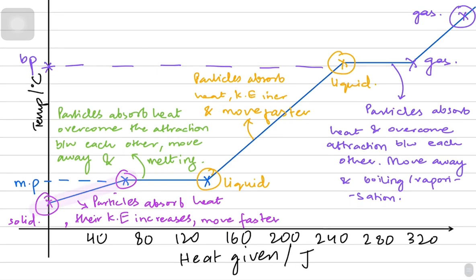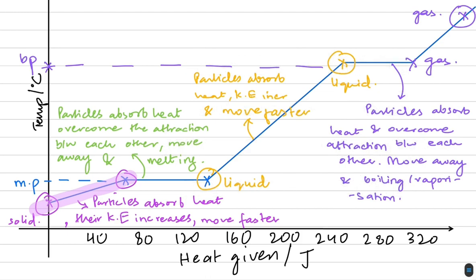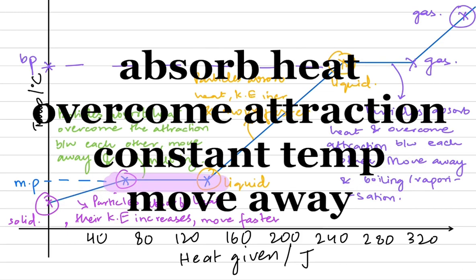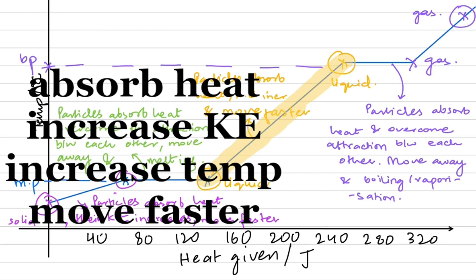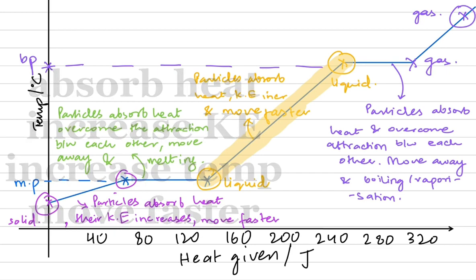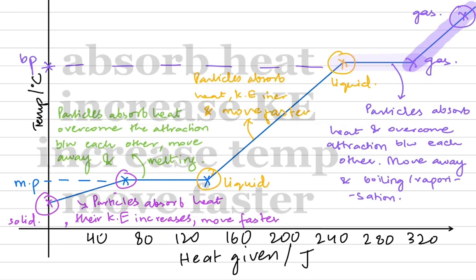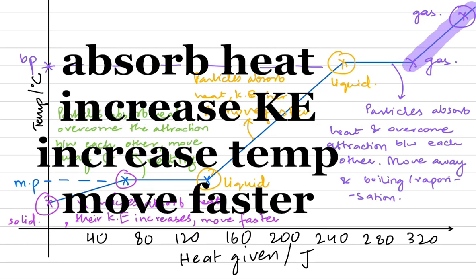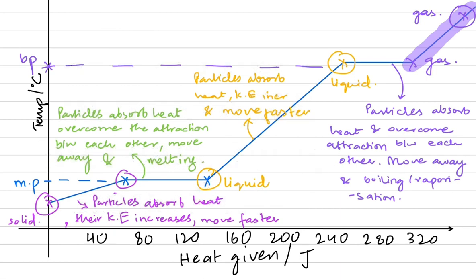Let's revise this idea. First, heat energy is absorbed, particles increase kinetic energy and vibrate faster, so temperature increases. But when melting happens, the energy is used to overcome attraction at constant temperature and they just move away. Then the liquid absorbs heat energy and keeps becoming warmer and warmer by increased kinetic energy. Then during vaporization, particles again absorb heat and overcome attraction so they can become gas. And once gas is there, it keeps warming up and the temperature increases. I hope these ideas are clear to you guys. Stay tuned.